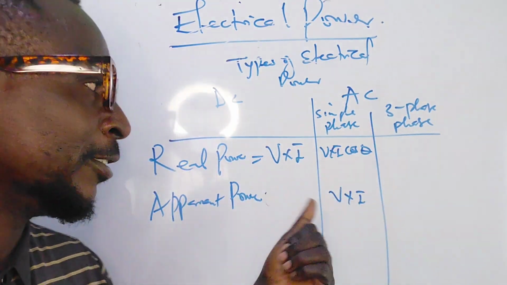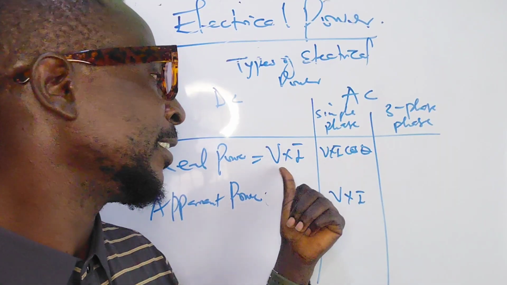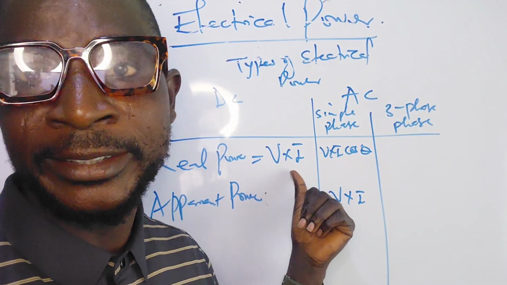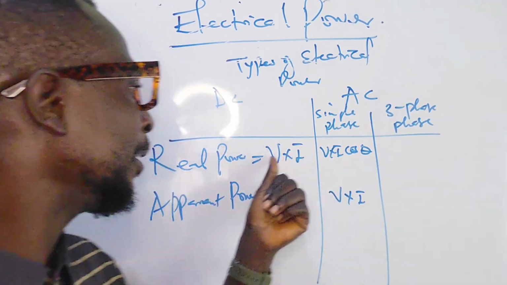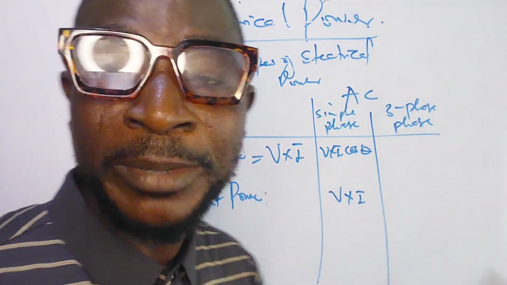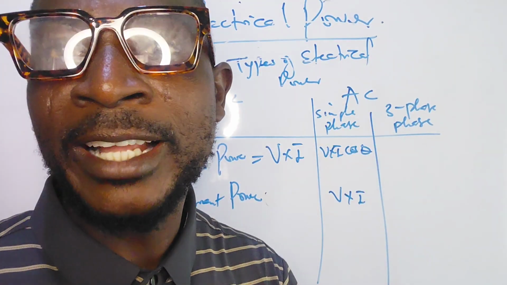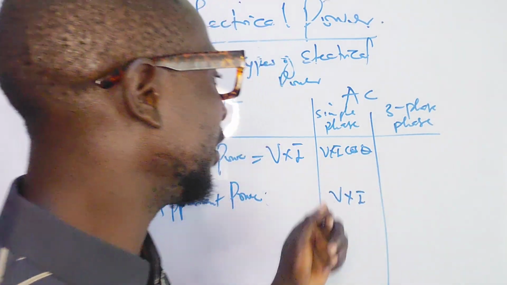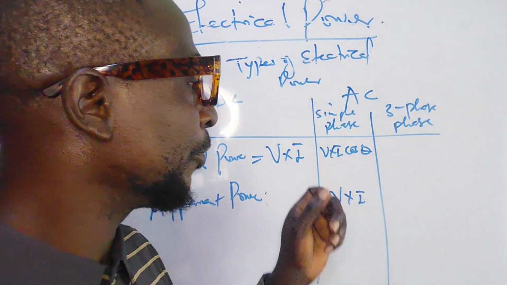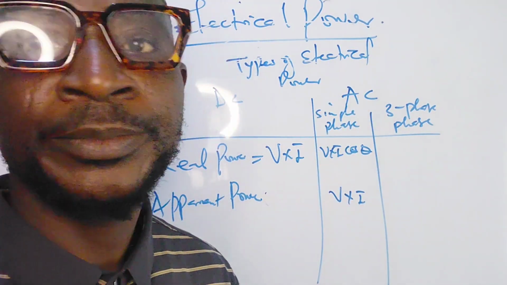Because the phase angle is 0, your cos 0 is equal to 1. So 1 times VI will still give you VI. So the concept of apparent power does not exist here because reactive power is equal to 0. And we agree that if reactive power is equal to 0, it means apparent power is equal to real power.